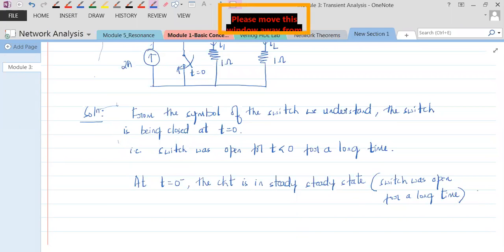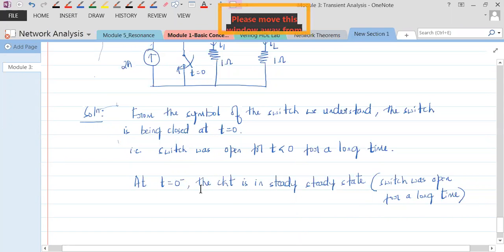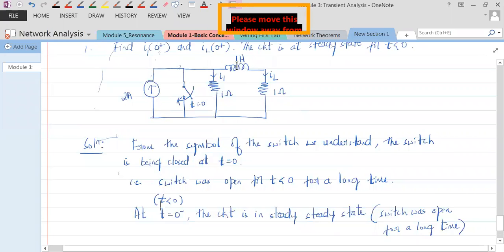When is it in the steady state? At t equal to 0 minus. T equal to 0 minus means t less than 0. Everybody understand? For t less than 0, steady state has been reached. That means at t equal to 0 minus also there is steady state. And one more thing that you should understand is in steady state, how does this inductor work? How can we realize this inductor in steady state?